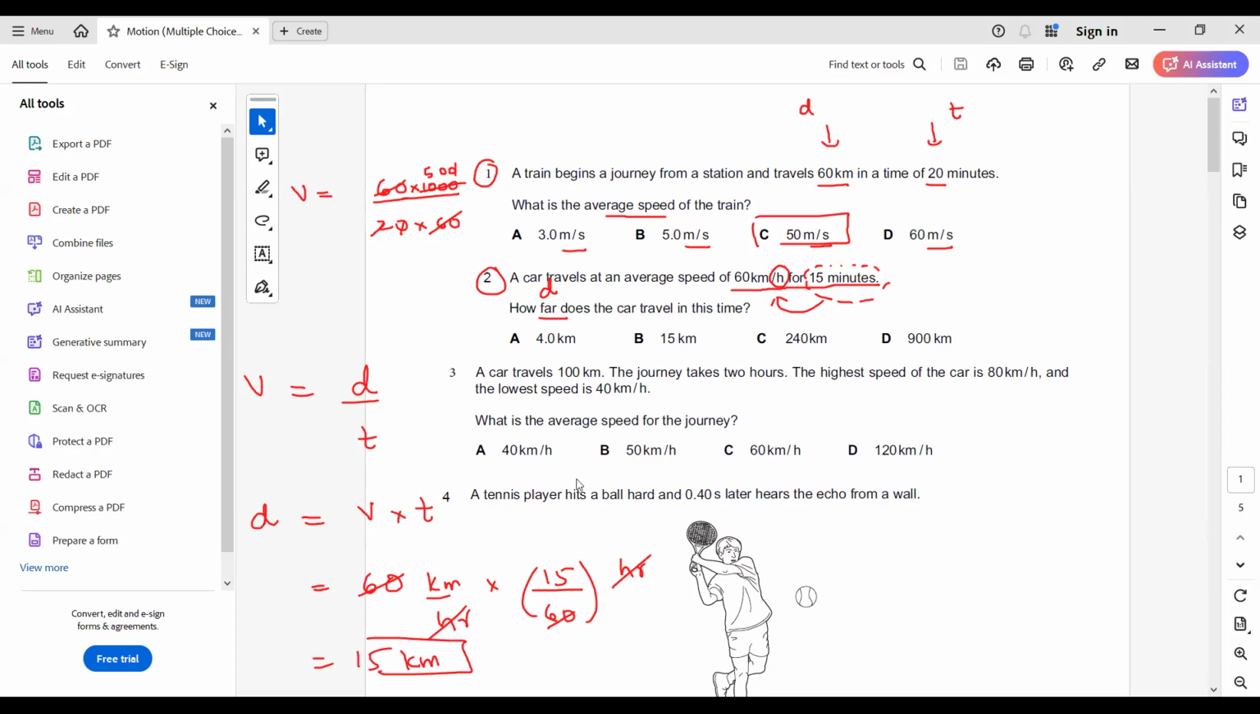Sir, I'm getting something else. I'm getting 240 kilometers.